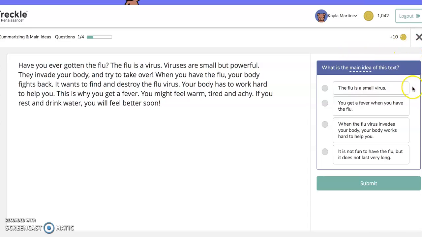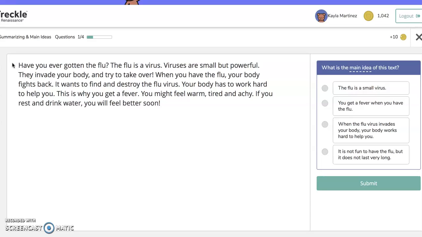All right. Now we're going to the next one. So again, we're still figuring out what the main idea is, but now we have a different one. This one is very important because it's kind of relevant for today with everything that's going on. So let's go ahead and read this one now. Again, you should be following along, reading out loud if you can, and if not, following with your eyes for sure. Have you ever gotten the flu?